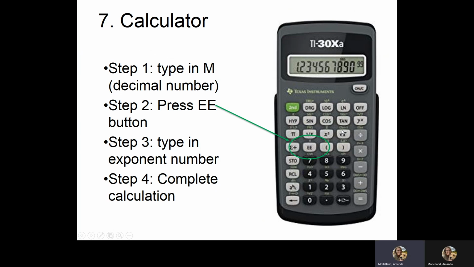When we use the calculator, we don't have a times 10 button. We have the EE button. So when we put something in the calculator, you would put 1 EE 8, if it was 1 times 10 to the 8th. So we'll practice those in class.